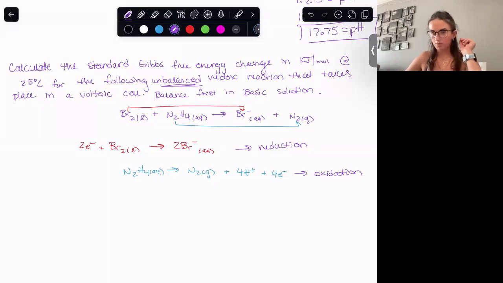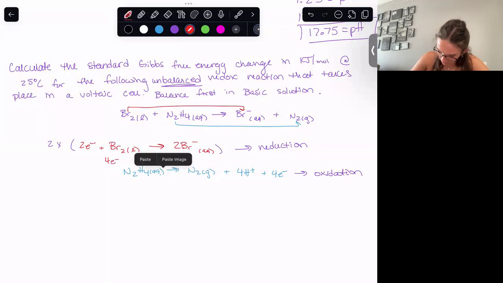Nope. What do we need to do first? Good, we have to have the same number of electrons, so we're going to multiply our first one by 2. So we'll end up with 4 electrons, 2 Br2, and 4 Br minus. And then we can add them together.